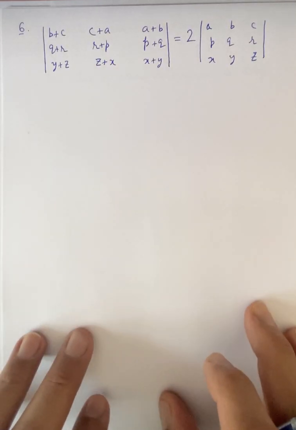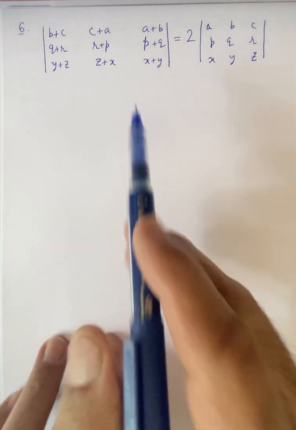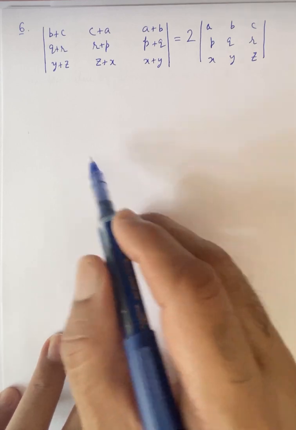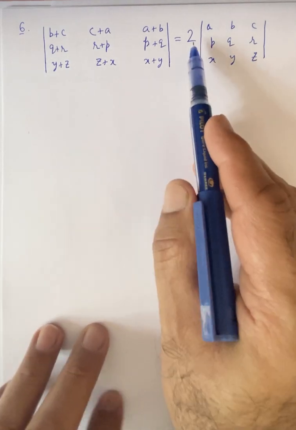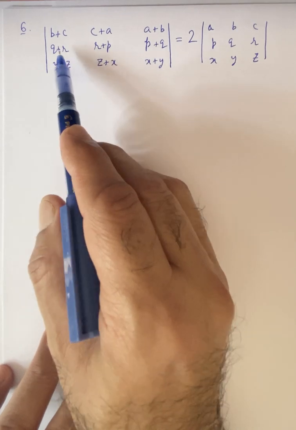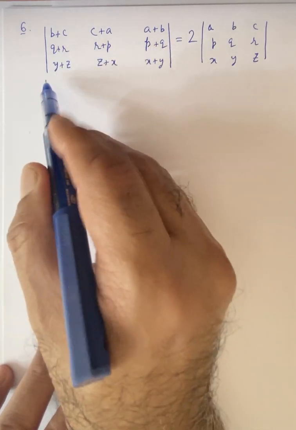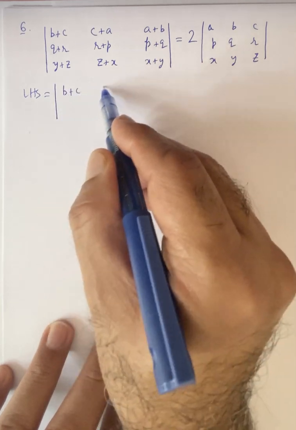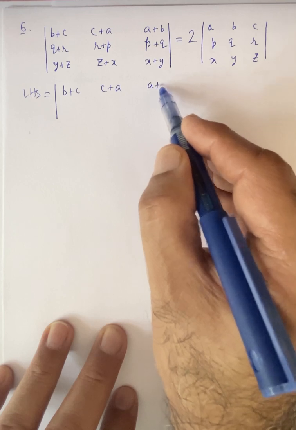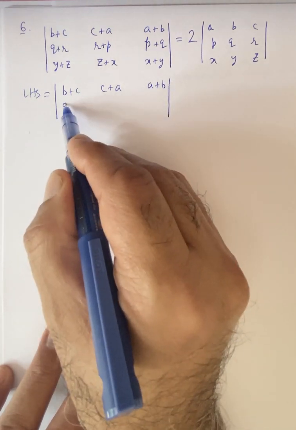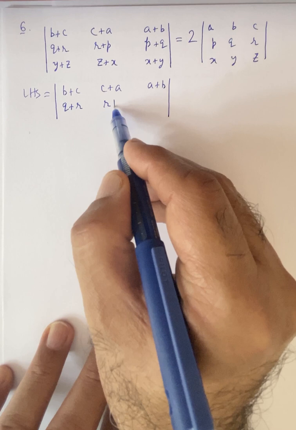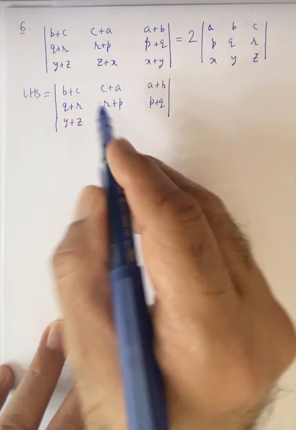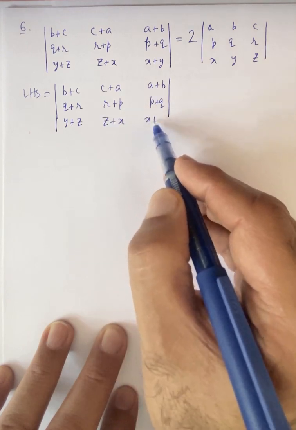Okay, this is a good question. How to solve it? We have to prove left hand side is 2 times this right hand side. So first of all, let's see how to get 2 here. We add elements of the columns. Left hand side is, this is b plus c, c plus a, a plus b. Then it's q plus r, r plus p, p plus q. Then y plus z, z plus x, and x plus y.